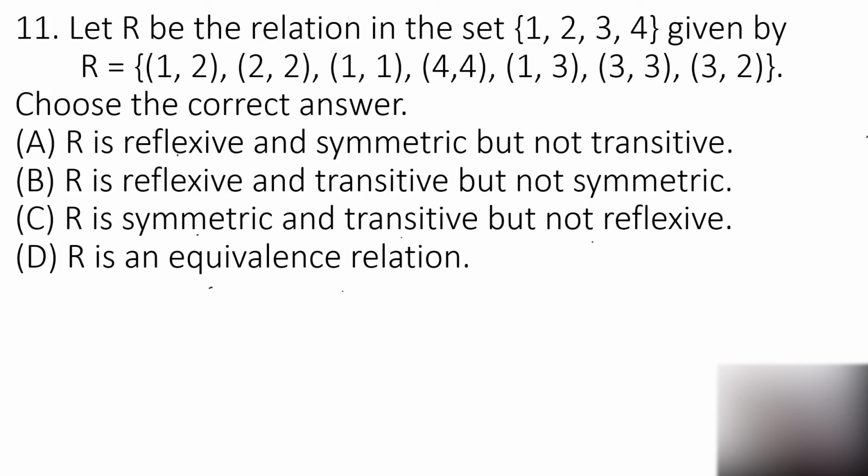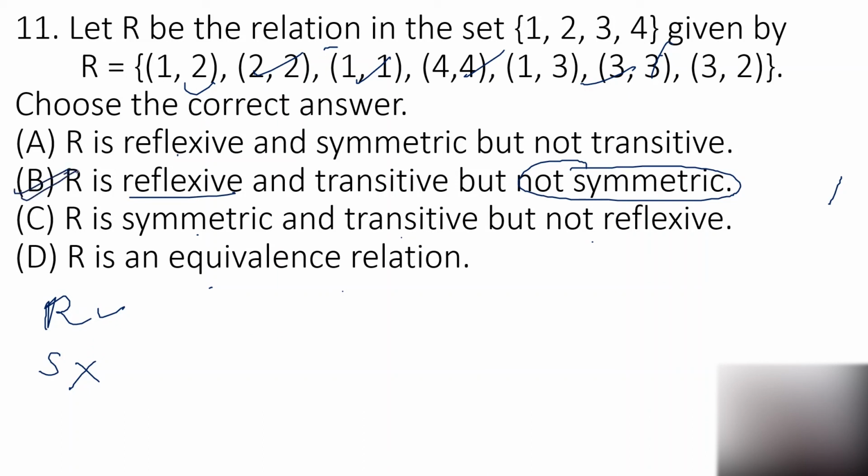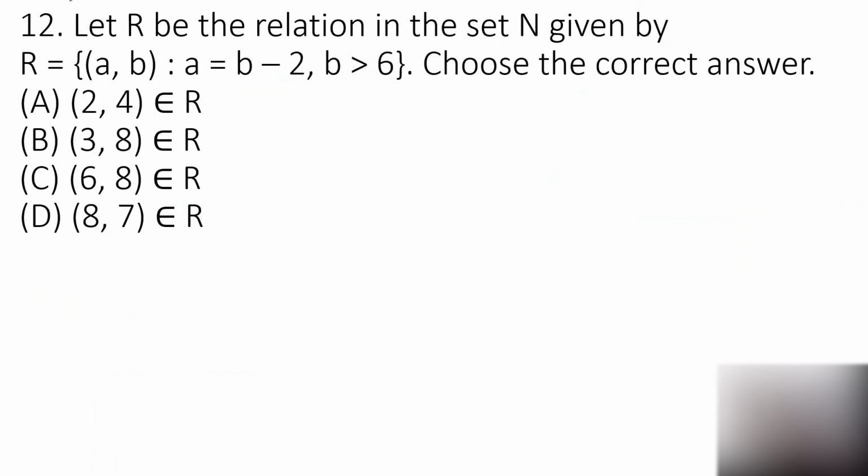Very first, we'll be checking for reflexive. Is it reflexive or not? (1,1) is here, (2,2) is here, (3,3) is here, (4,4) is here. Therefore, it is reflexive. Is it symmetric? (1,2) is here. Is (2,1) here? No, (2,1) is not here. It means it is not symmetric. So we have to choose the answer which says not symmetric, but reflexive. Therefore, no need to check for transitivity, because we find our option, that is option B.